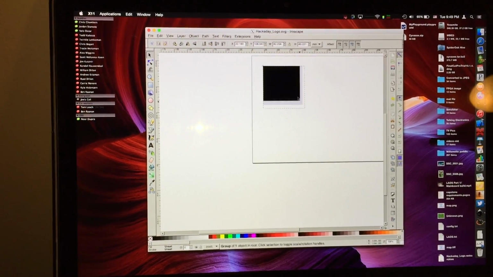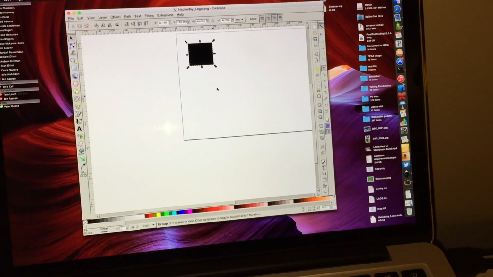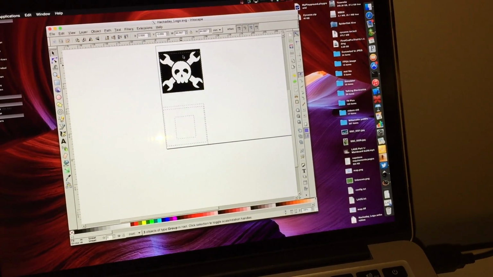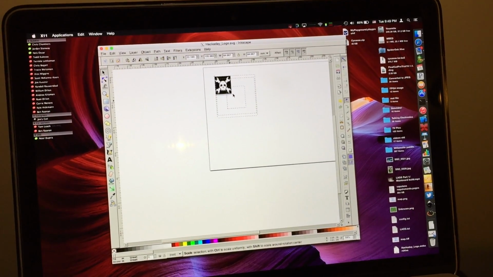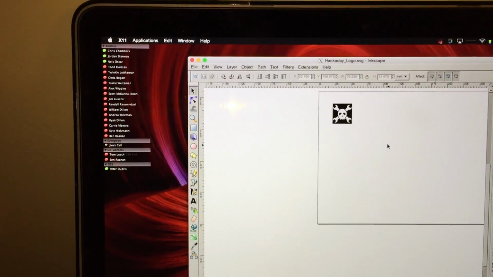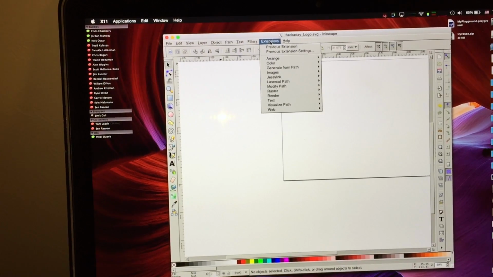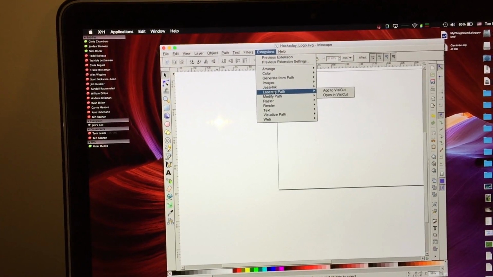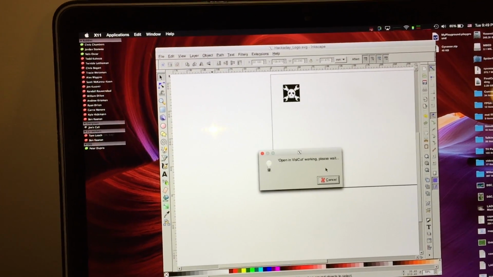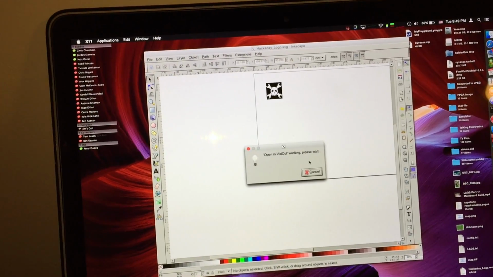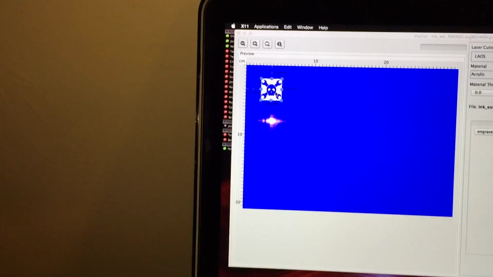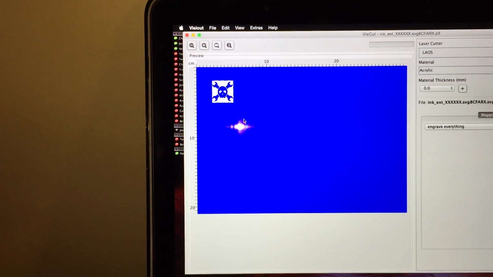I don't want it to be nearly that big. Oh, come on. Okay, I think I got the scale wrong, but I don't care. So it's quite a bit smaller. We're gonna use the extensions and open in VisiCut. So it should open the VisiCut app. Okay, there it goes, and then there's the logo. And it should be ready for engraving.